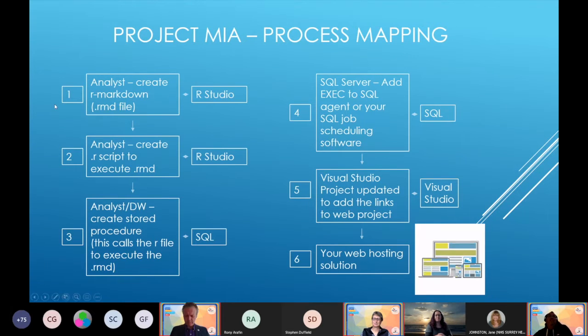My first stage is to create my Markdown file, for which I use RStudio. Then I make an execute file in R, which I'll show you in a minute. Going on from there, you then have to execute that from the SQL. At that point, this is where it all becomes automated.